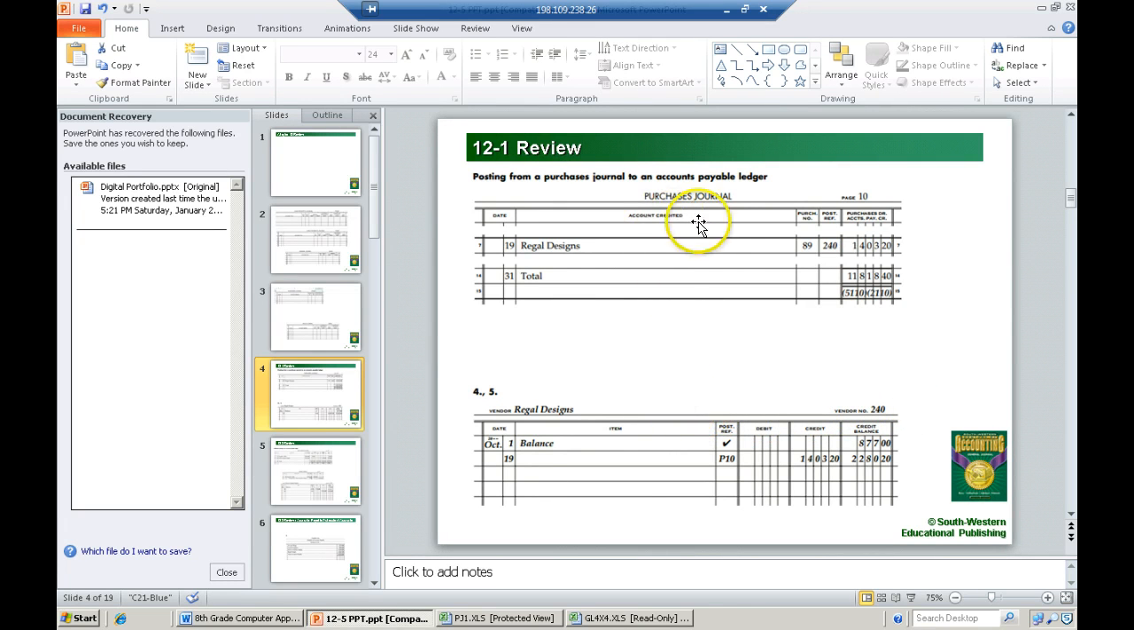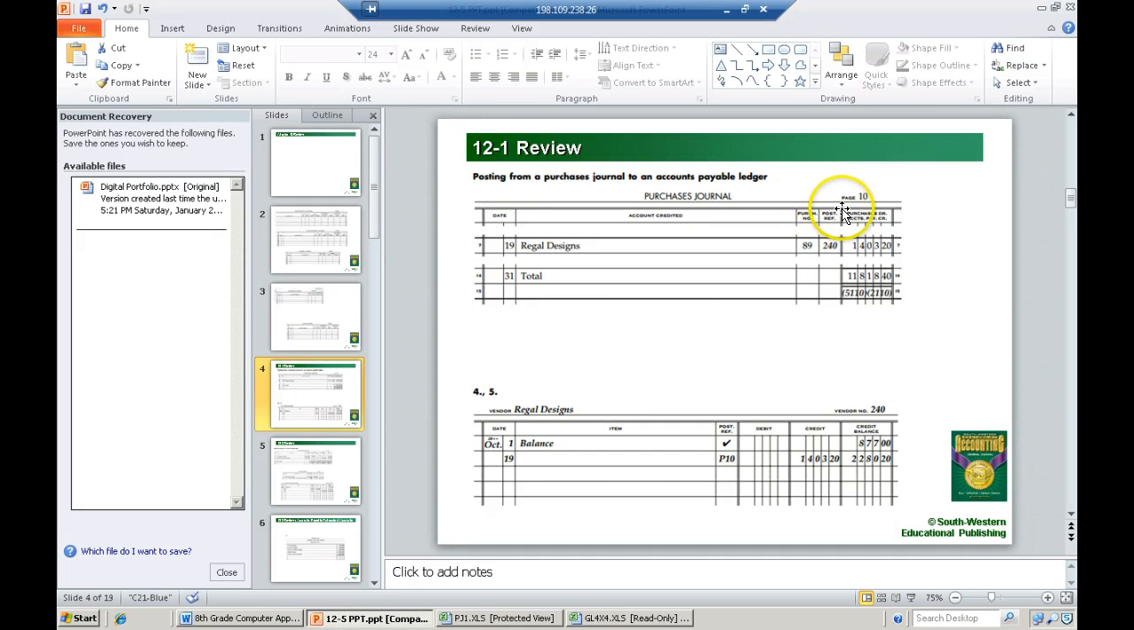What we're going to do is from the purchases journal, and this is again posting from a purchases journal to an accounts payable ledger. Purchases journal means that we recorded or we purchased merchandise on account. We purchased from a vendor the merchandise and we're going to turn around and resell it for a profit. That's the whole point of our business. So we purchased from Regal Designs on the 19th of this month. Here's the purchase number that would be on the invoice. And again, purchases is debited and accounts payable is credited. Accounts payable is a liability. Therefore, it carries a normal credit balance.